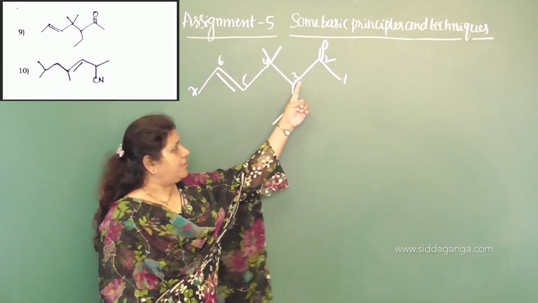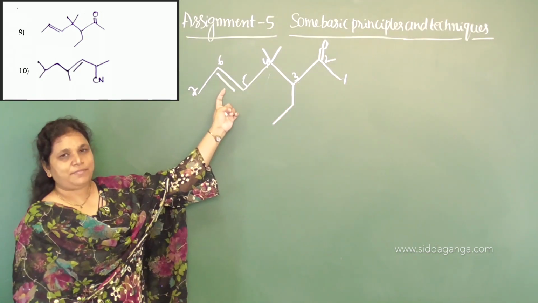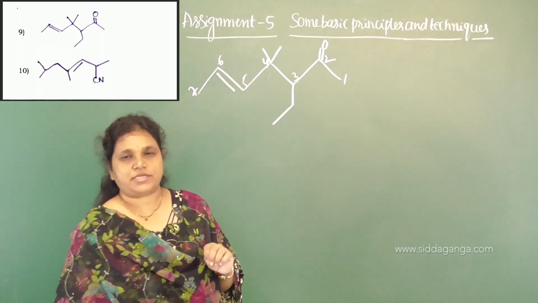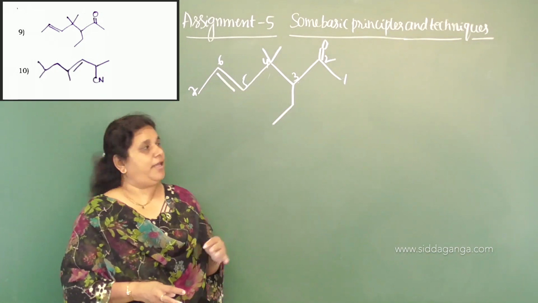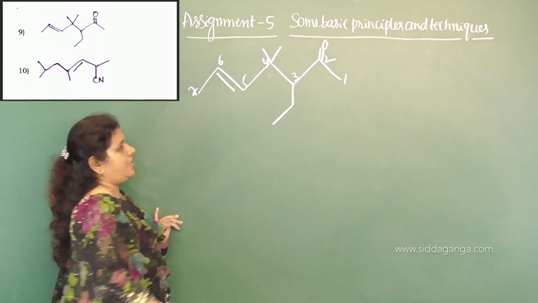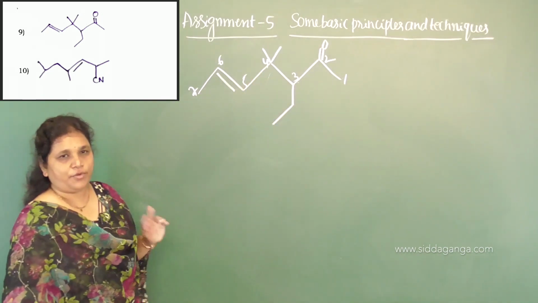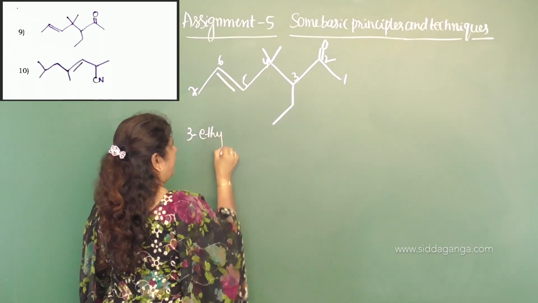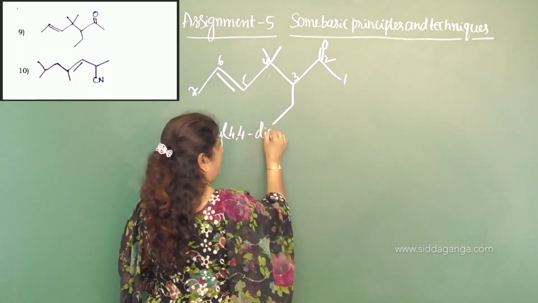We cannot take this chain, because if you take this chain, so here is a double bond. We need to include the double bond in the selected parent carbon chain, and we have to give the preference to the chain containing the maximum number of functional groups and multiple bonds. Therefore, what is the name? On the 3rd carbon we have ethyl, and on the 4th carbon we have 2 methyl groups. Therefore, what is the IUPAC name? 3-ethyl, 4,4-dimethyl.